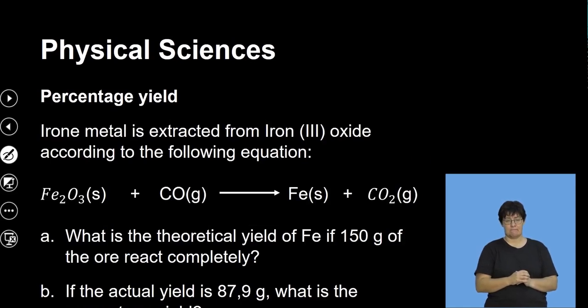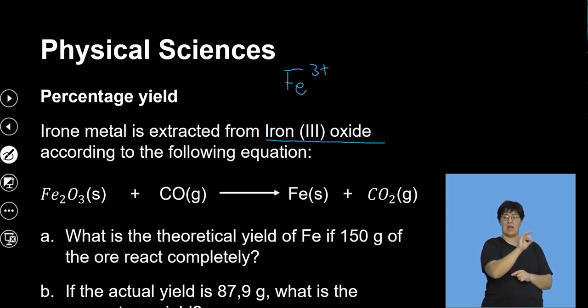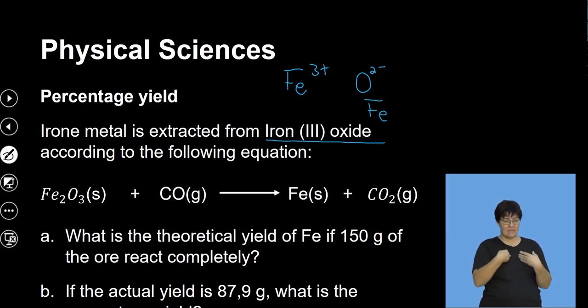Right, so here is an example of a percentage yield type of problem. Iron metal is extracted from iron 3 oxide according to the following equation. Take note, this is iron 3 oxide. Iron is a transition metal, so we know from our chemical formula that the ion in this case is 3+, because we're told by that number. It's an indication of the charge or the oxidation number. We'll talk about that later, and then oxygen 2-, which gives us the formula Fe2O3. So that's the oxide of iron.